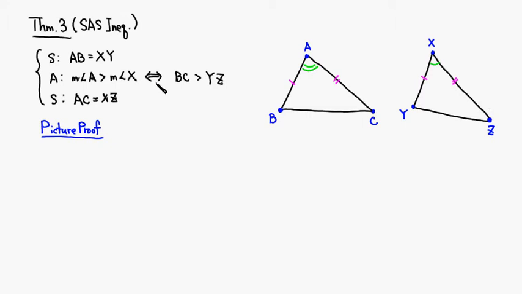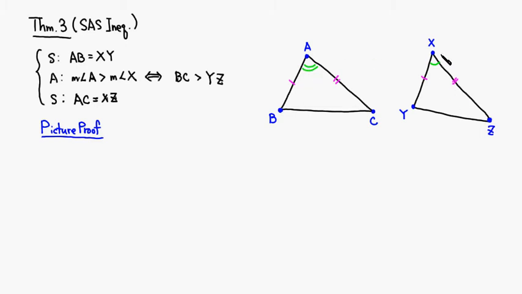Then, if and only if, the side opposite from the larger angle is larger than the side opposite from the smaller angle. So we want to say BC is greater than YZ. This goes the other way around too. If we assume that AB equals XY and AC equals XZ, and BC is longer than YZ, then the angle opposite BC is larger than the opposite angle.